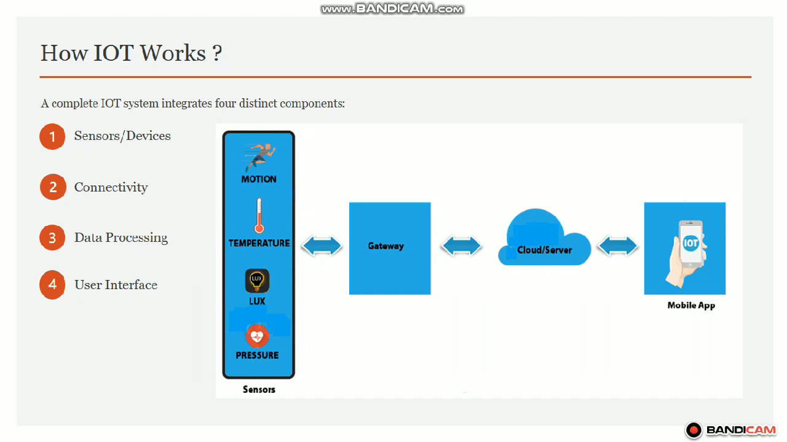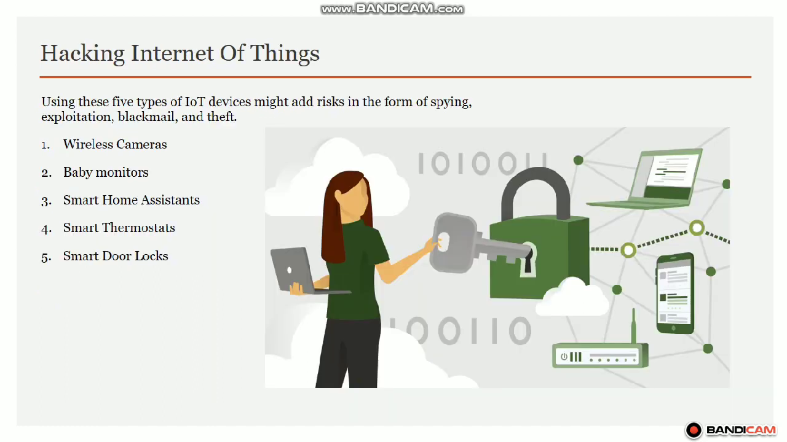Now let us understand hacking of Internet of Things. Here we have listed the 5 types of IoT devices which might add risk in the form of spying, exploitation, blackmail and theft. Now let us move to the first device, which is wireless cameras.